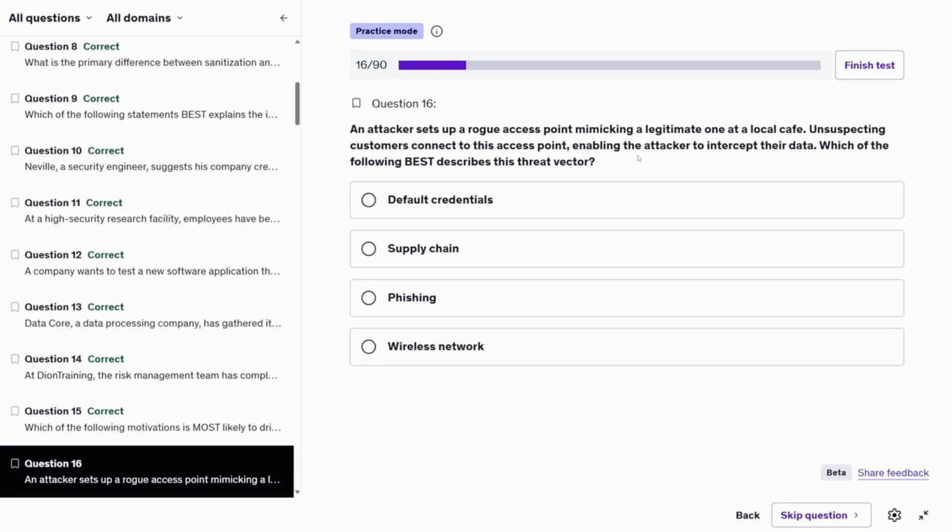An attacker sets up a rogue access point mimicking a legitimate one at a local cafe. Unsuspecting customers connect to this access point, enabling the attacker to intercept their data. Which of the following best describes this threat vector? And this is basically in the name. We are using a wireless network here, so that's going to be our answer.